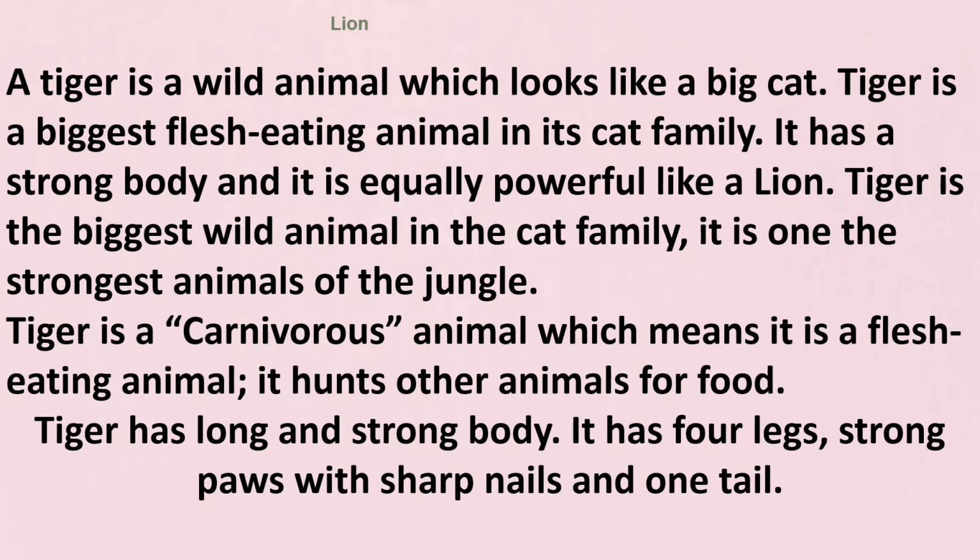Tiger is a carnivorous animal, which means it is a flesh-eating animal. It hunts other animals for food. Tiger has a long and strong body. It has 4 legs, strong paws with sharp nails and one tail. It has a very strong body like a lion.